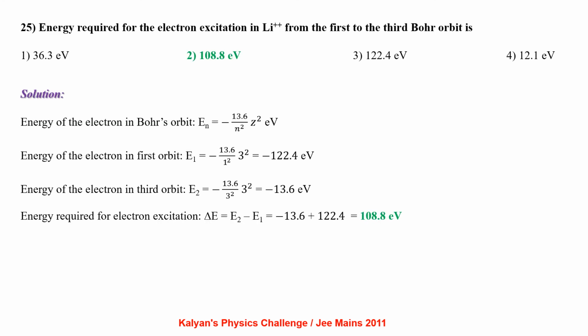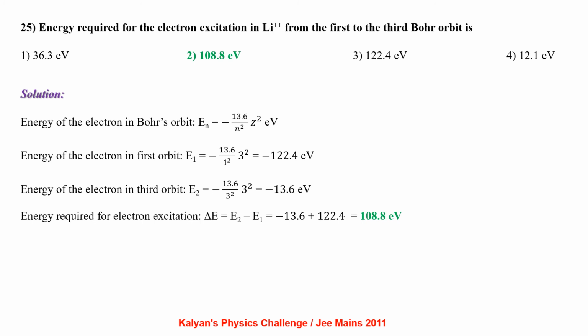Energy required for an electron excitation in lithium from first to the third Bohr orbit is. Energy of the electron in Bohr's orbit is given by En equal to minus 13.6 by n square into Z square electron volt, where Z is the atomic number, n is the number of the orbit. Since the electron has to go from first orbit to third orbit, energy of the electron in the first orbit E1 equal to minus 13.6 by 1 square into 3 square. Lithium's atomic number is 3. That comes out to be minus 122.4 electron volt.